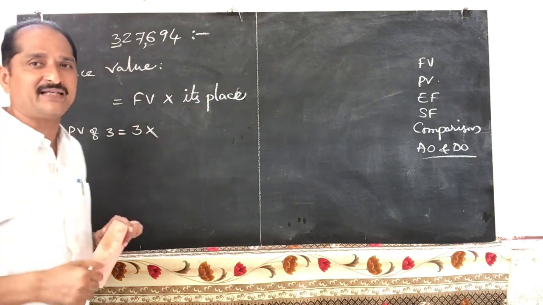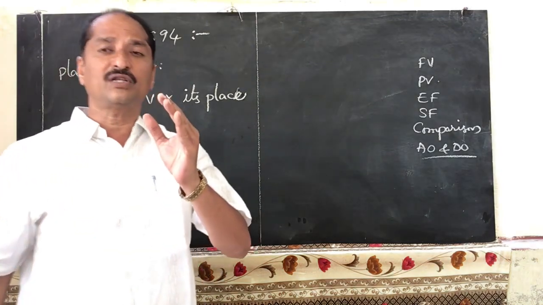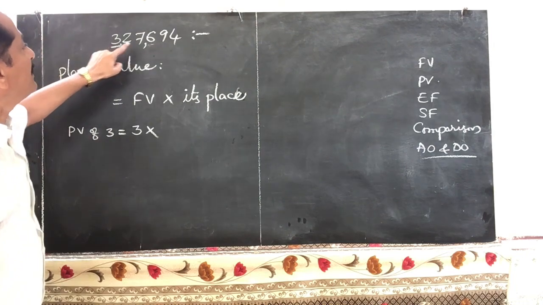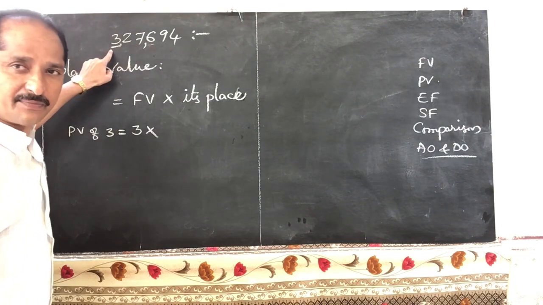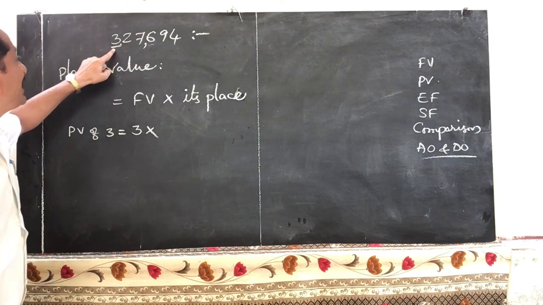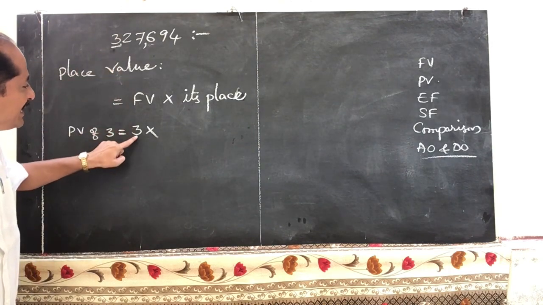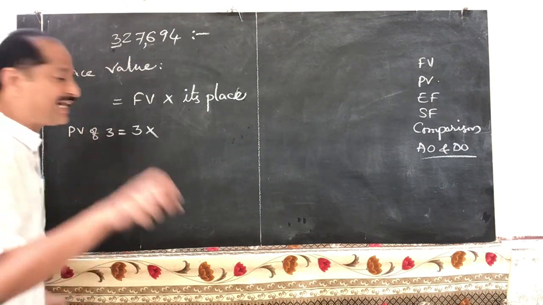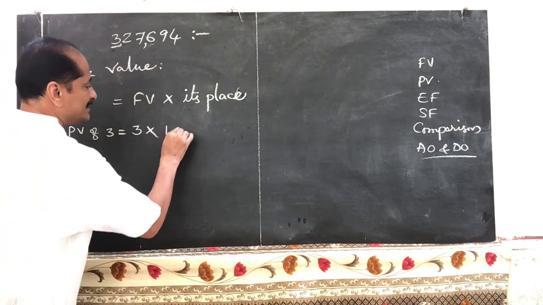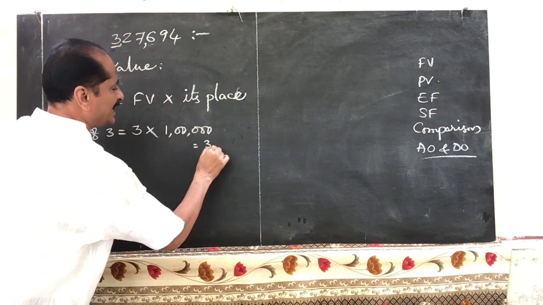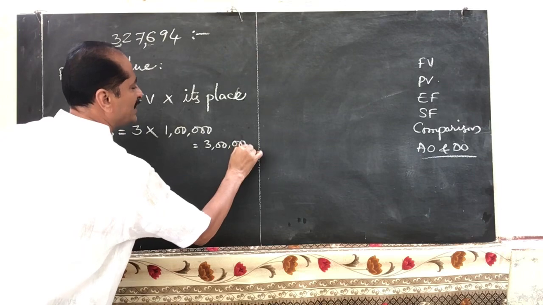It is in which place? First of all you have to know which period it is in. So 3 is in the units, thousands, lakhs periods. It is in the lakhs period, in the 1 lakh place. So place value of 3 is equal to 3 into its place, 1 lakh. Lakhs, thousands, units. So 3 into 1 lakh gives 3 lakhs. This is the place value of 3.